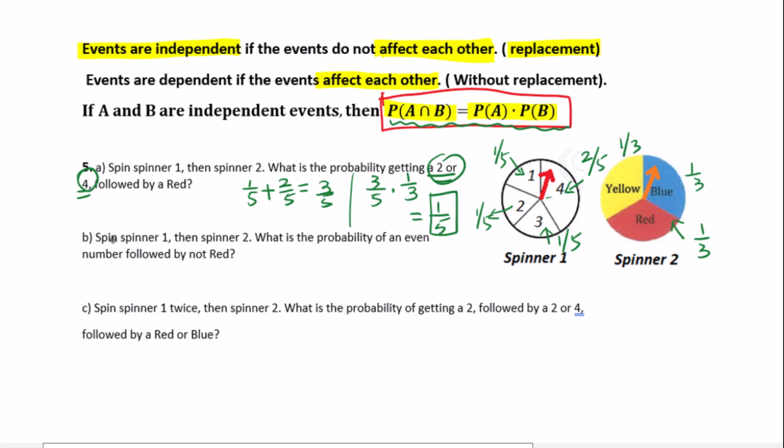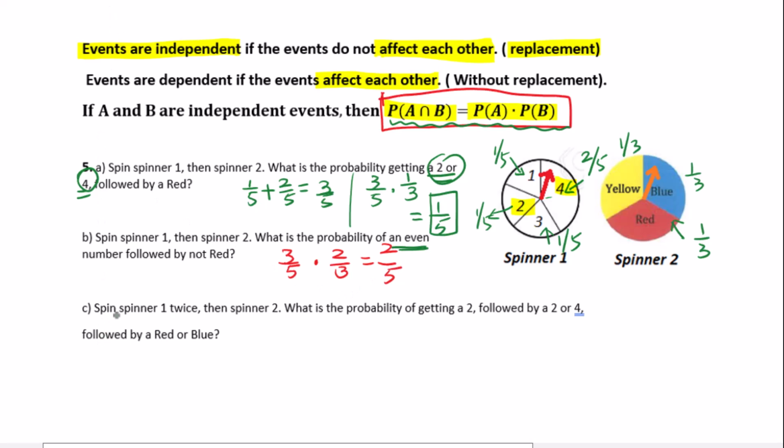For B, spinner 1, then spinner 2. What's the probability of an even number followed by not red? Even number is 2 and 4. We already know 2 and 4 is 3 over 5. Then multiply by not red, which is 2 over 3. So the answer is 2 over 5.